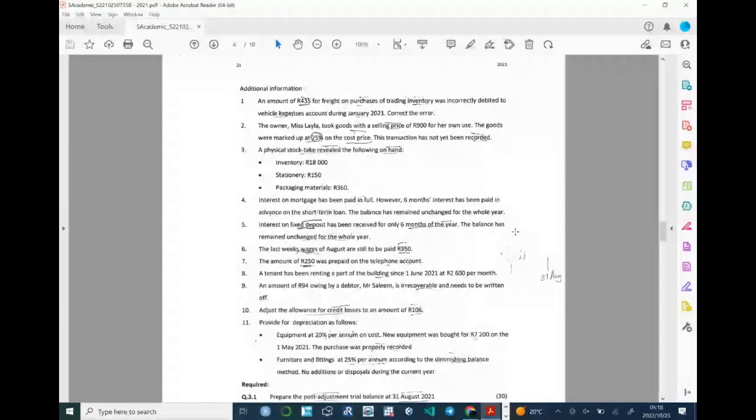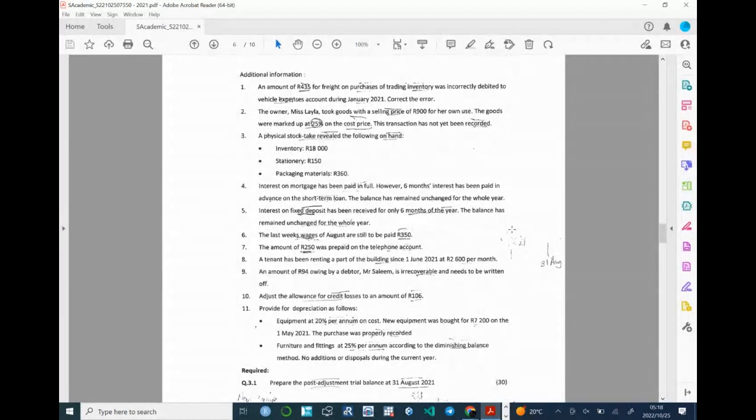Okay. So anyway, I'm going to read the adjustment and then we're going to look at the answer. So here, an amount of 435 for freight on purchases of trading inventory was incorrectly debited to vehicles expense account during January 2021. Okay, this is very simple. Correction of an error. What do we need to do? We need to obviously remove that from the vehicle's expense and then add it into purchases. Oh, sorry, freight. Yes, freight on purchases, which will affect your trading inventory.